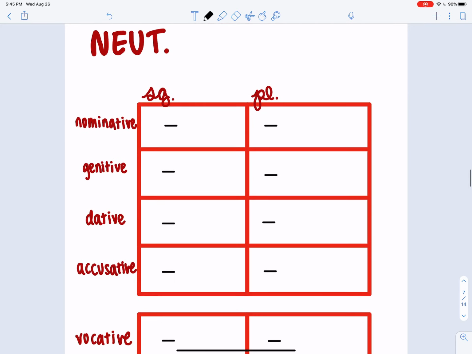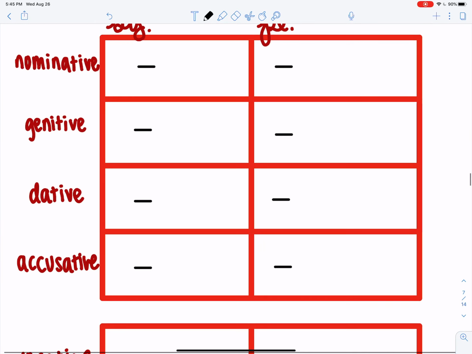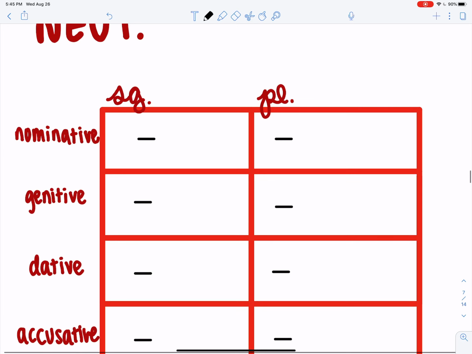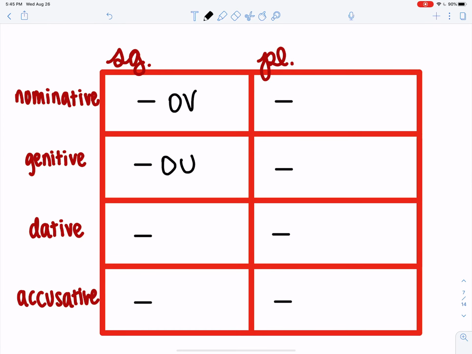Neuter is even simpler than feminine, sort of like masculine all over again, where we have on, ou, o, on, and in plural, a, on, ois, a.